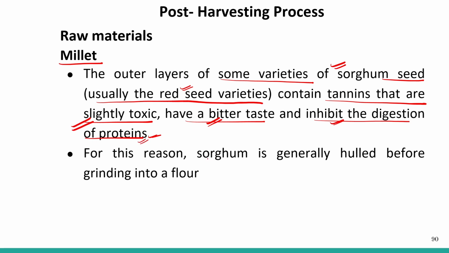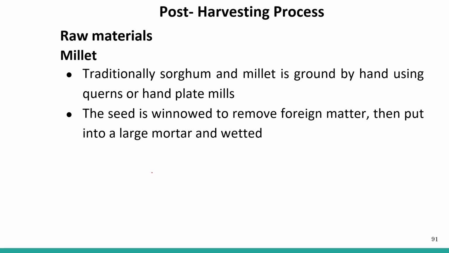So for this reason sorghum is generally hulled before grinding into a flour, right? So this sorghum is generally hulled, meaning the outer covering that has the tannin that is slightly toxic is removed. Okay, and then it goes for drying and the grinding into a flour of the millet is done.